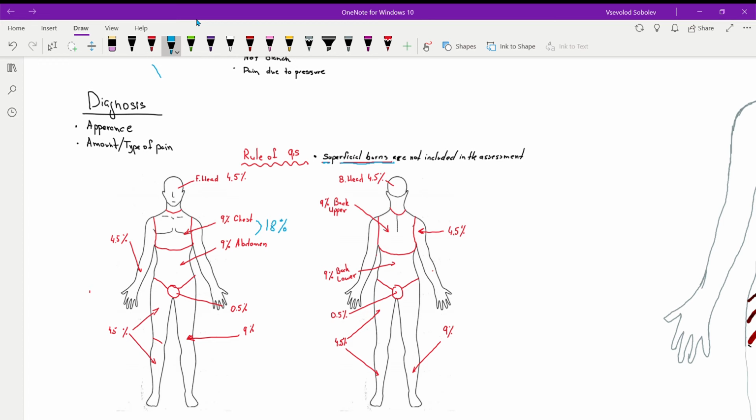If the burn is sustained to the front of the hand, it's 4.5%, and the same on the other hand, 4.5%. The whole leg, front of the leg, is 9%, and just half of it, upper or lower, is 4.5%. The same on the back. The upper back would be 9%, and the lower back would be 9%, together 18%. The back of the hand is 4.5. The back of the head is 4.5. The back of the leg is 9%, and if you divide the leg it would be 4.5 and 4.5.